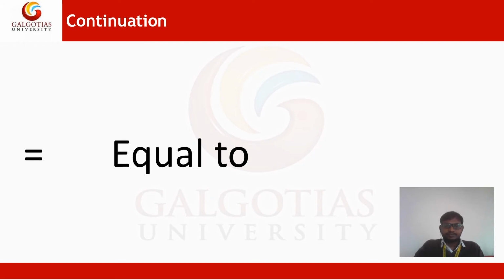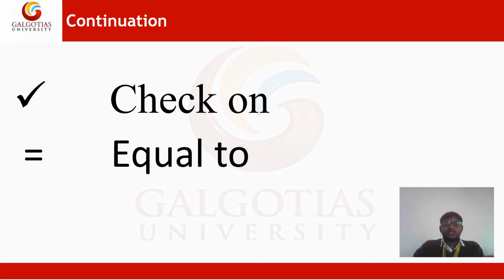And next, equal to. We already know very well, equal to means the same. My right hand equals my left hand. That is the meaning. Now you can see the right click, the check mark. The check mark means we have checked, it means we have read it properly.